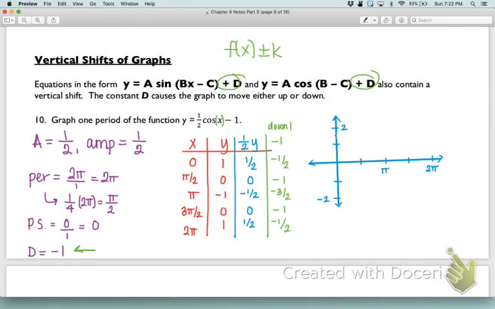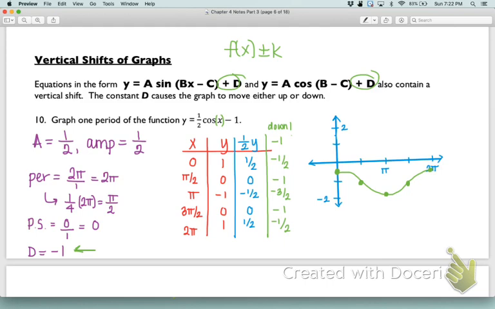Okay, so now we're going to use the green numbers to graph. So at 0, we need to be at negative 1/2. And then at pi halves, we need to be at negative 1. At pi, we need to be at negative 3/2, which is negative 1.5, and then back to negative 1, and then back to negative 1/2. So this graph looks like this.